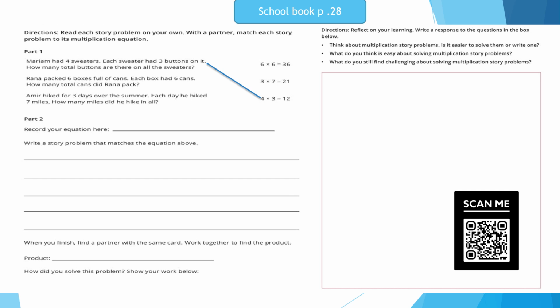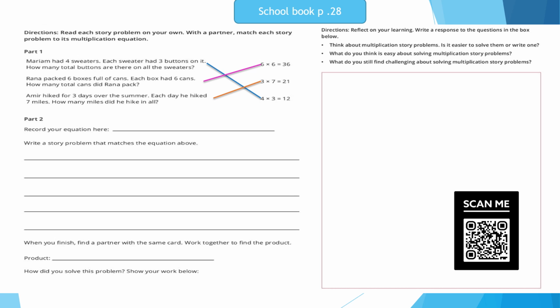Amir hiked for 3 days over the summer. Each day he hiked 7 miles. How many miles did he hike in all? For 3 days, each day he hiked 7 miles, so 3 days are 3 times 7 equals 21. 21 what? 21 miles. Yes.